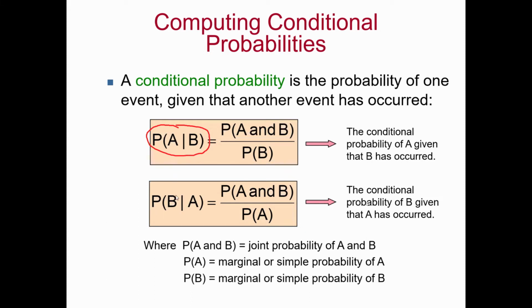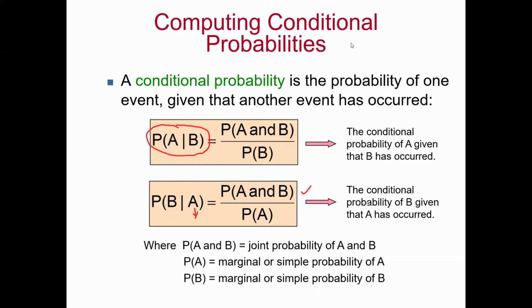We can also write conditional probability in the way shown here. In this case, the event A has already occurred, and then we are calculating the probability of B. So probability of B, given that event A has already occurred, can be written as probability of A and B over probability of A. So these are the rules related to conditional probability.